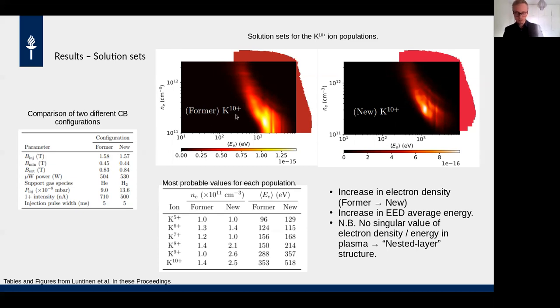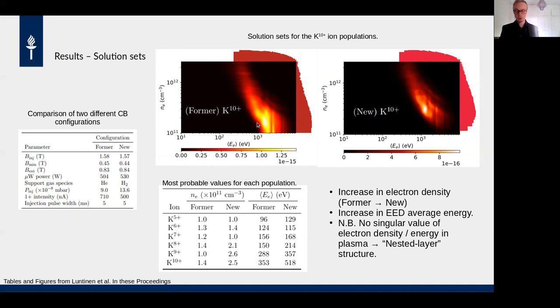Now these figures show an example of the solution sets obtained for potassium 10+ in the two configurations. You can see that we can find solutions which are consistent with the fitting coefficients in a broad range of electron densities and average energies of the EED. The heat maps show where the greatest concentration of solutions can be found, and the histograms on the figure margins show the distribution of electron densities and average energies in the solution sets. Note that the heat maps are normalized such that an integral over their area equals 1.